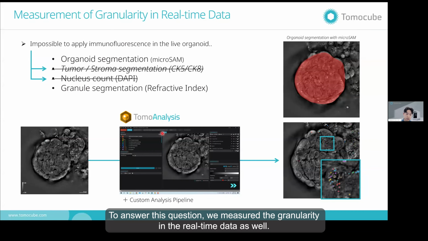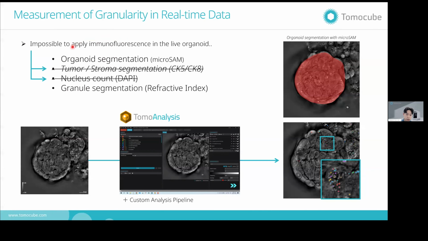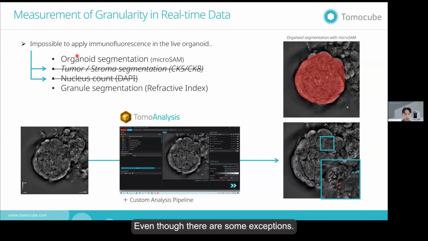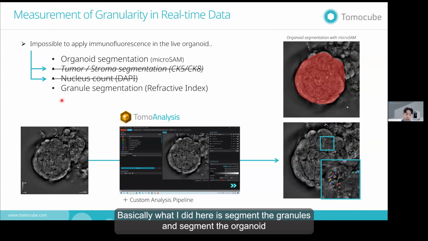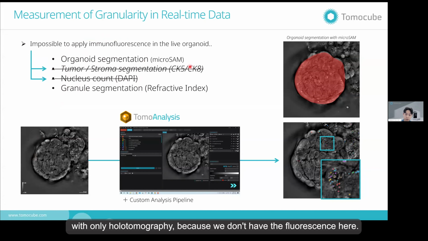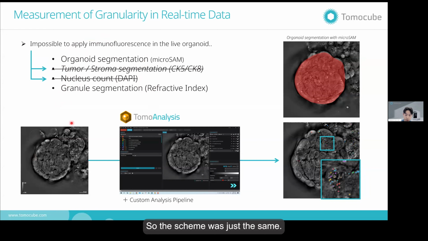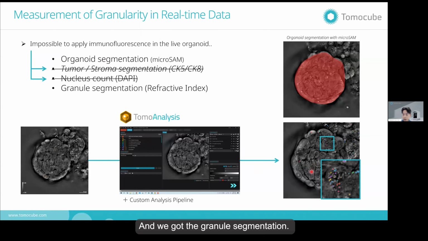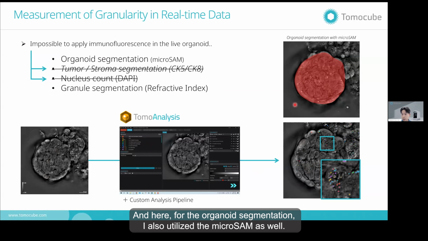To answer this question, we measured the granularity in the real-time data as well. In this case, as you know, it is impossible to apply immunofluorescence in the live organoid, even though there are some exceptions. So basically what I did here was segment the granules and the organoid with only the holotomography, because we don't have the fluorescence here. The scheme was just the same. We take the holotomography and put it into TomoAnalysis with our custom analysis pipeline, and we got the granule segmentation. And for the organoid segmentation, I also utilized the microSAM as well.